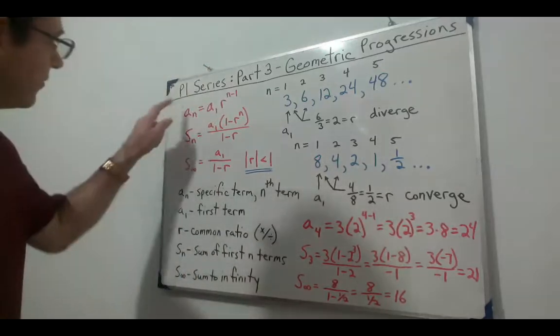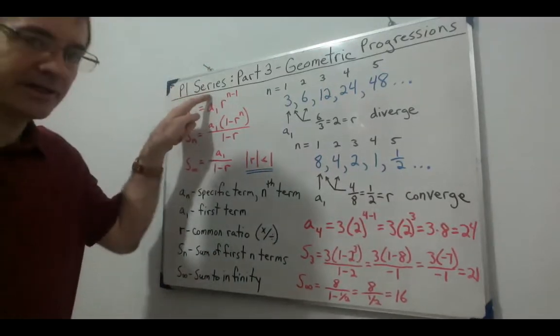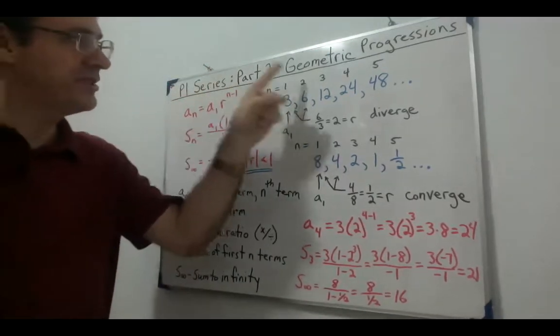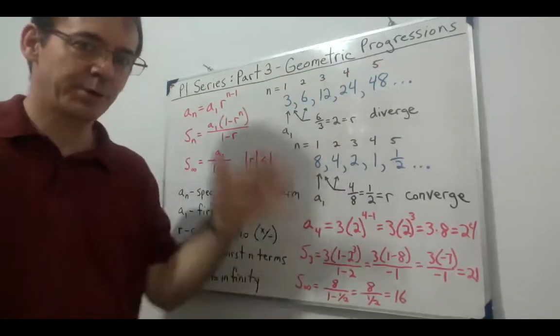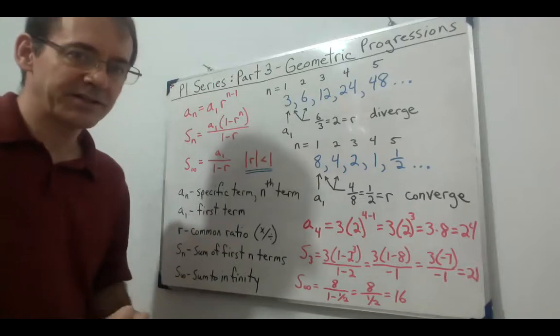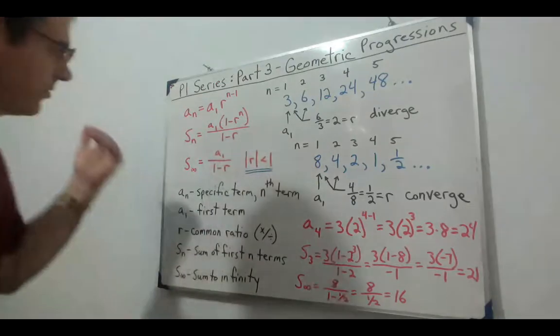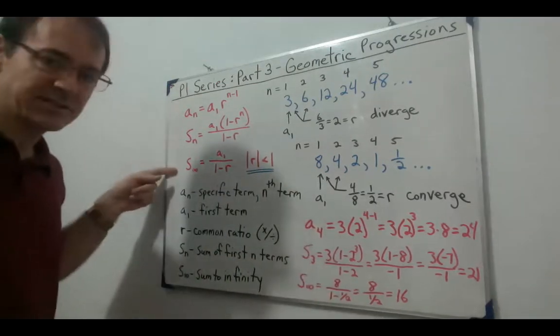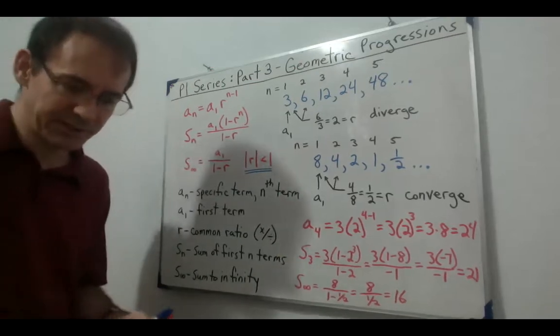Today we want to cover Pure Maths 1 series, part 3, geometric progressions. In part 2 we covered arithmetic progressions. Now we want to move on to geometric progressions. So there are 3 formulas that go with geometric progressions.